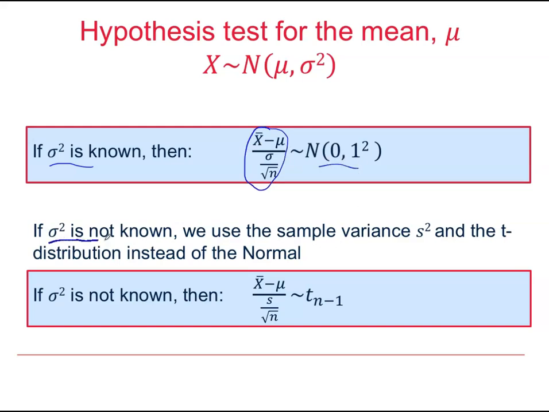If sigma squared is not known, that is to say the population variance is not known, then instead of using the population variance, we substitute the sample variance, and instead of using the normal distribution, we use a new distribution known as the t-distribution. So this quantity here is calculated, and it is compared with the t-distribution, and the parameter here is the degrees of freedom. This is equivalent to the sample size minus 1.